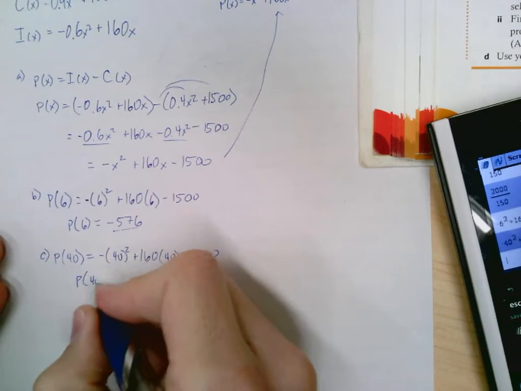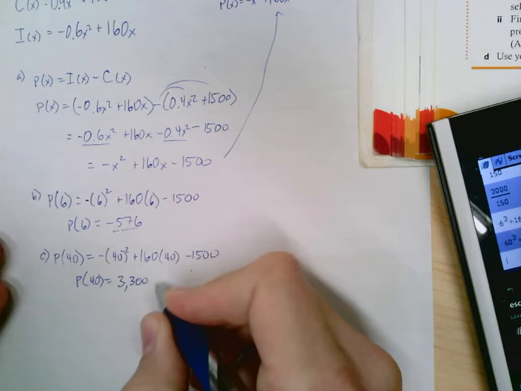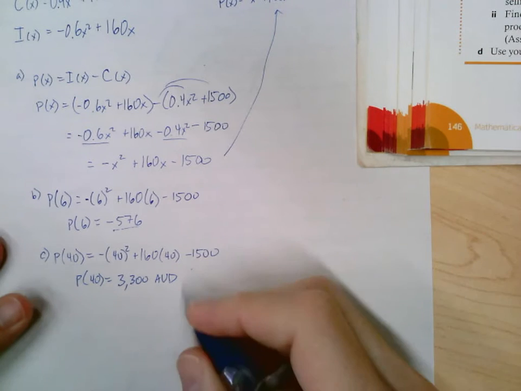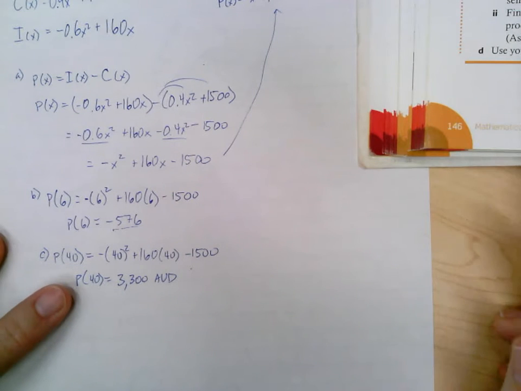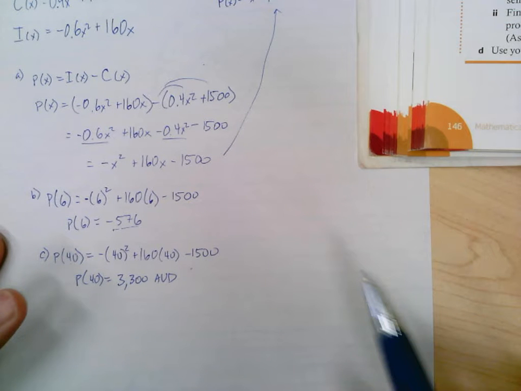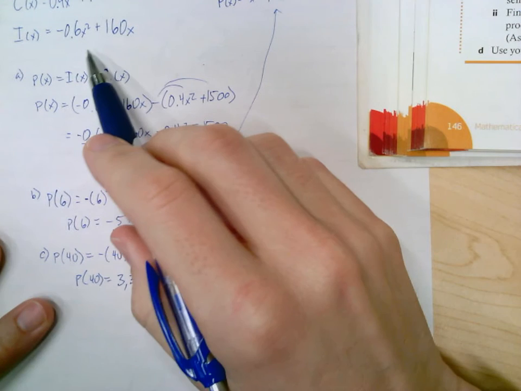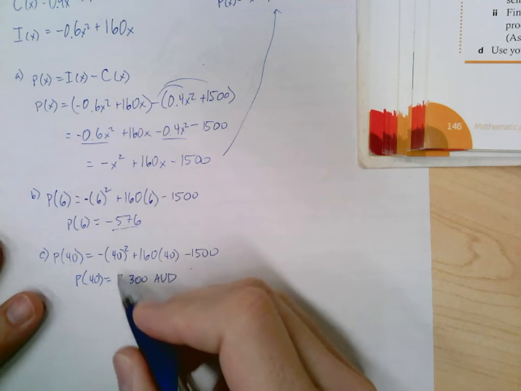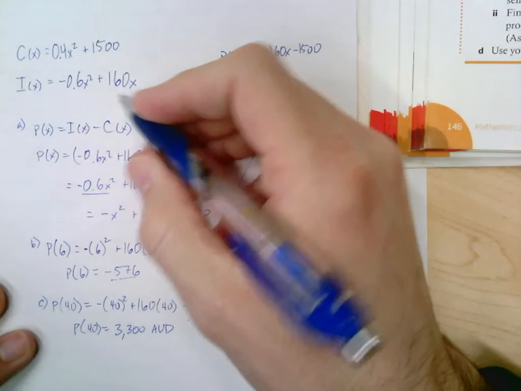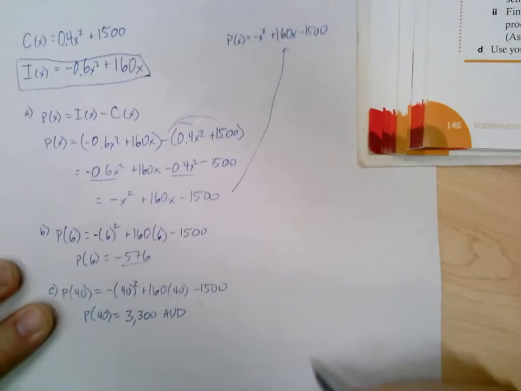So P of 40 equals 3,300. Now this is AUD, right? This is Australian dollars. So anyway, we made some money with that 40. Next says, find the selling price of one book when 40 books are produced and sold. So it's asking for the price of one book. Well, that needs to come from the income, because the profit, remember, is the money coming in. The money coming in is when I sell a book. So I need to take the total income and divide it by 40.